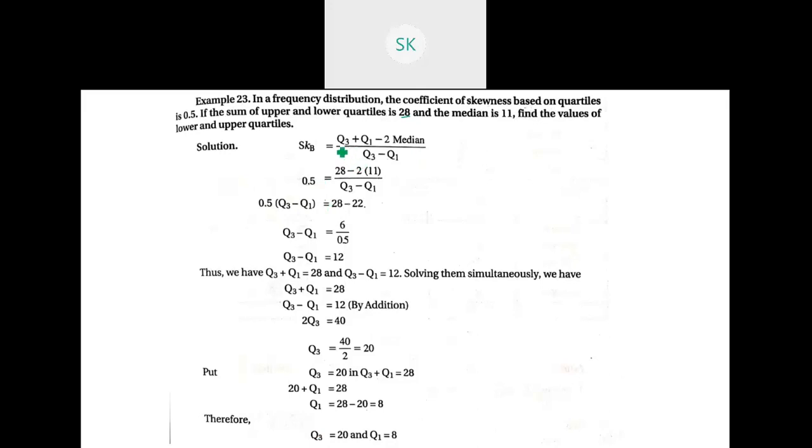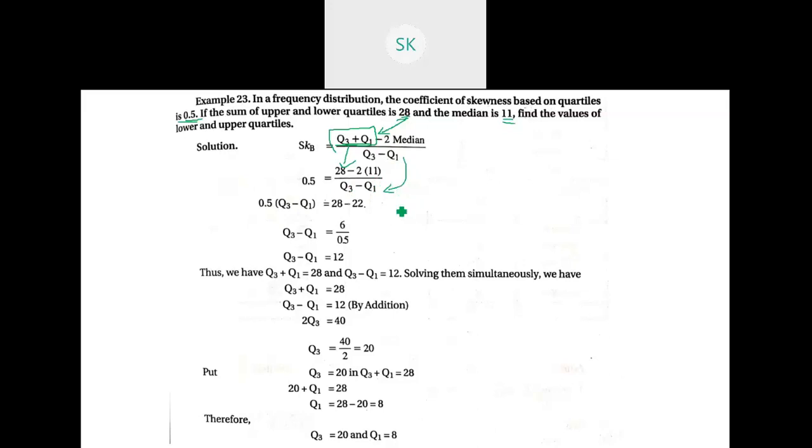I'm just writing down the formula. Now the total value of Q3 plus Q1 is 28. That is what they have given, so I am taking 28 directly. And the value of coefficient of skewness is 0.5, that is also considered directly. Then median value is 11, so 2 into 11. For the denominator, we do not know the individual values of Q3 and Q1, so we will write it as Q3 minus Q1.